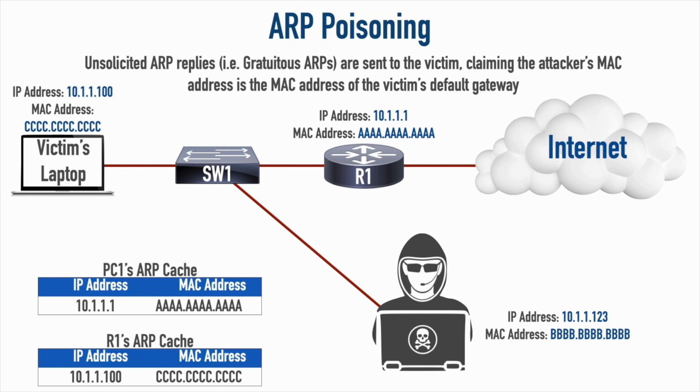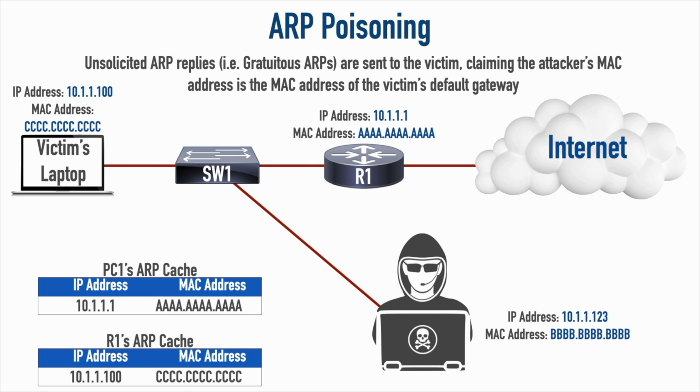They're going to launch a man-in-the-middle attack. They're able to access an access layer switch maybe in a wiring closet. They plug into an open switch port, and let's say that the attacker has an IP address of 10.1.1.123, and we'll pretend they have a MAC address of all B's. And the attacker is going to try to convince the victim that the MAC address associated with the default gateway is the attacker's MAC address of all B's.